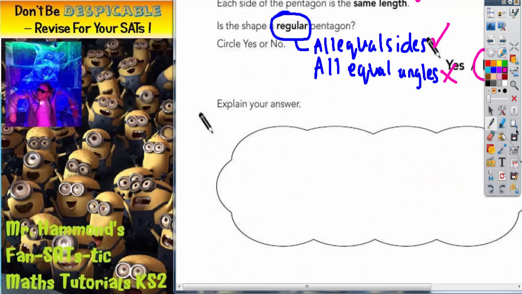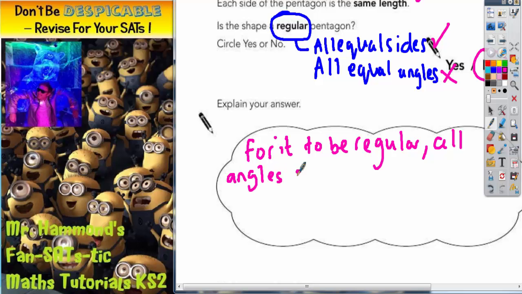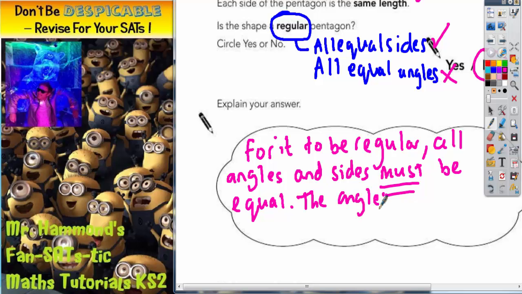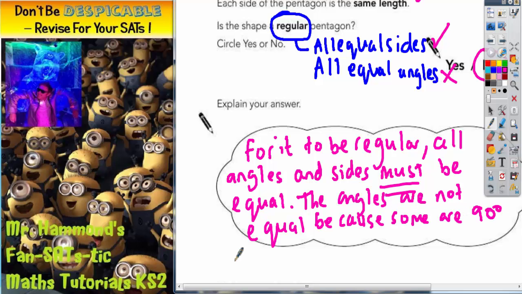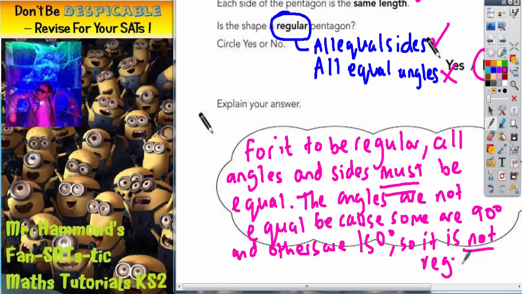And all we've got to do in our explanation is to say something along these lines. For it to be regular, comma, all angles and sides must be equal. The angles are not equal because some are 90 degrees and others are 150 degrees. So it is not regular. And that is a highly detailed answer for the first part of the question.